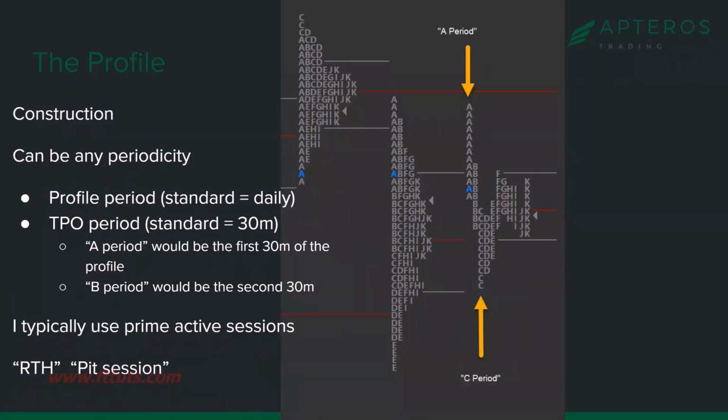Our standard, though, what we're going to rely on for this course and this training is daily profiles. And the TPO period we're going to use is the traditional standard 30 minutes. So A period is 30 minutes, B period is the next 30 minutes. And we're going to use pit session profiles for crude oil or the S&P. I typically use pit sessions. I think I've covered that.